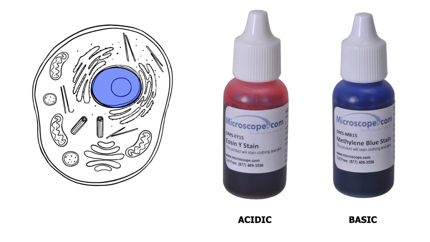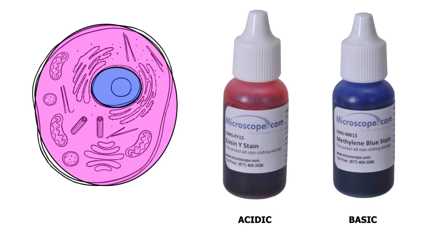Clear? Okay. The other parts of the cell may look pink or may look blue depending on the cell. So if the cell has acidic cytoplasm, it will look blue. In this case, the cell has basic cytoplasm, so I have shown it as pink. This is the principle of staining. This is important everywhere in biology.